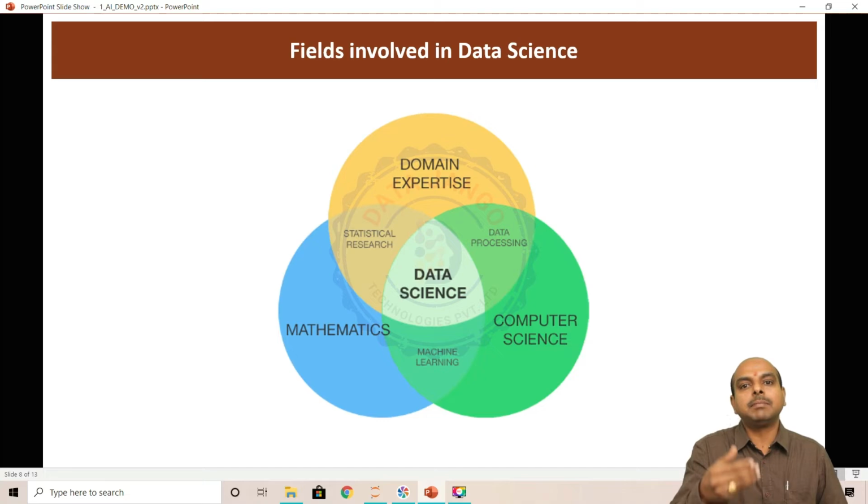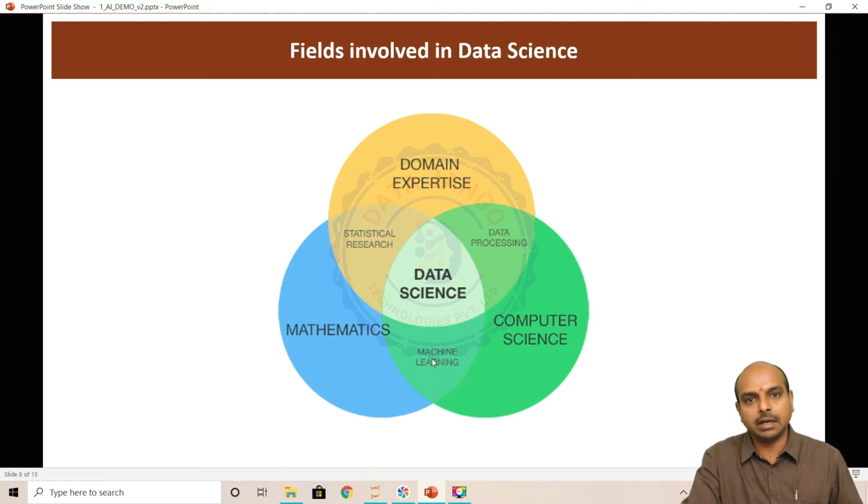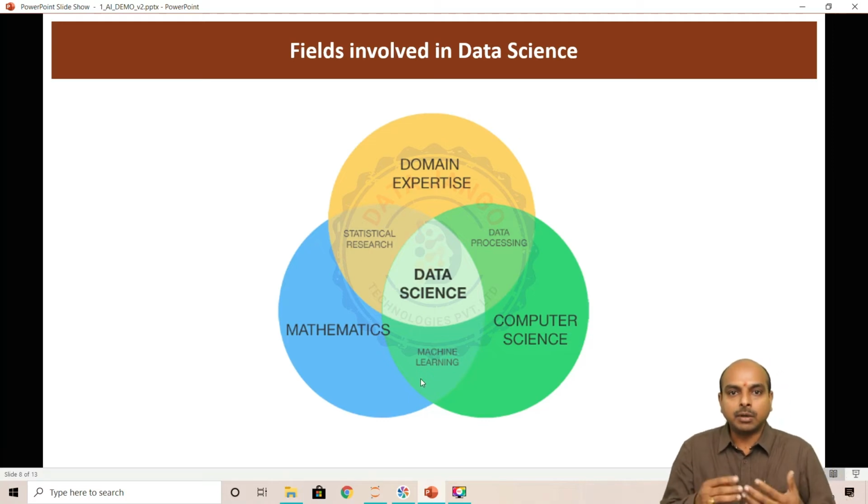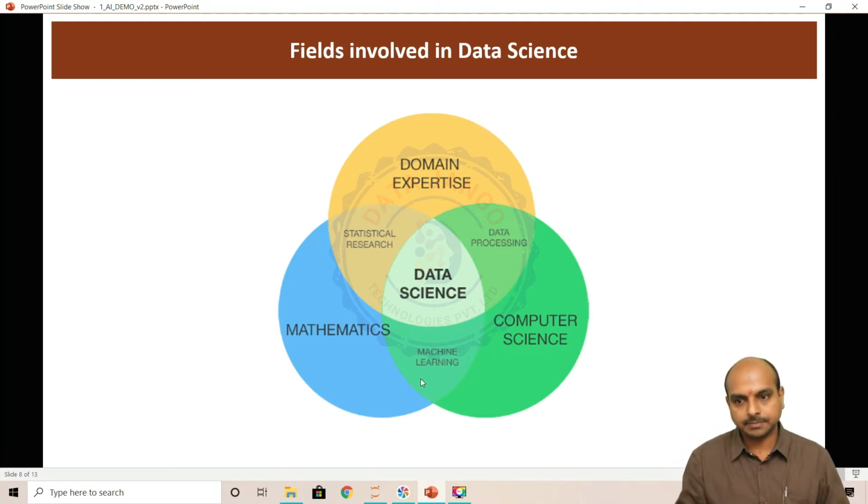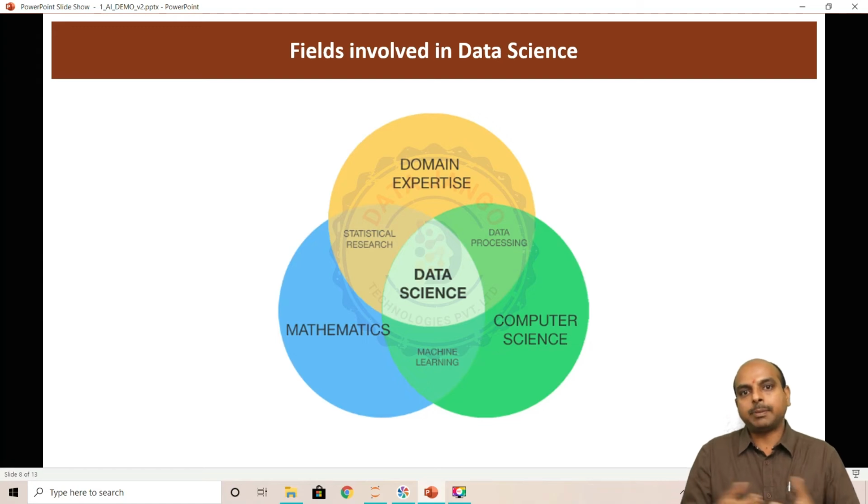So it is actually mathematics. It's actually probability, right? So that's how machine learning works. Our machine learning algorithms are a programmatic representation of mathematics. So that explains the relationship between data science and artificial intelligence and the different fields involved in data science.